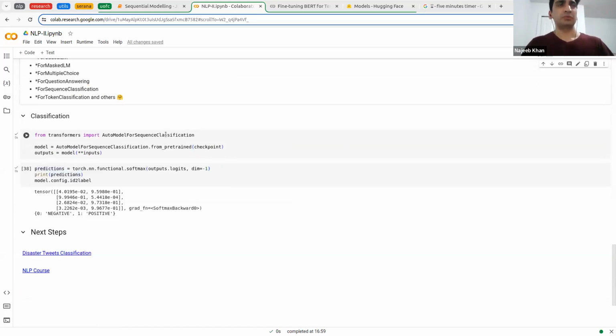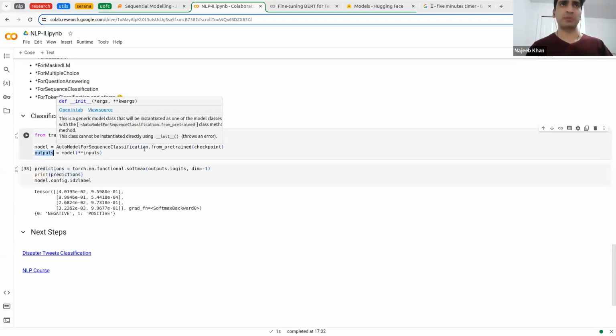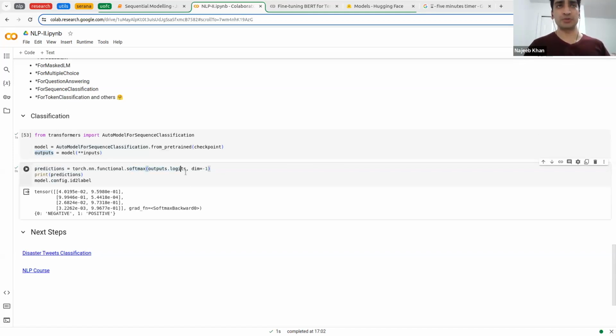Okay, so here we are doing the same thing we did previously, but in more detail. Here, auto model for sequence classification. We load this model from a pre-trained checkpoint and pass the inputs through the model, and this will produce some logits, basically the output of the linear layer. We can pass this through the softmax to produce the predictions. For the first example, it's 0.004 versus 0.95, so it means it's a positive example because the second one is labeled as positive. For the second example, it's 0.99 versus 0.0005.